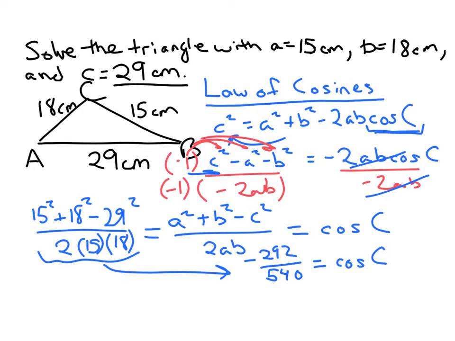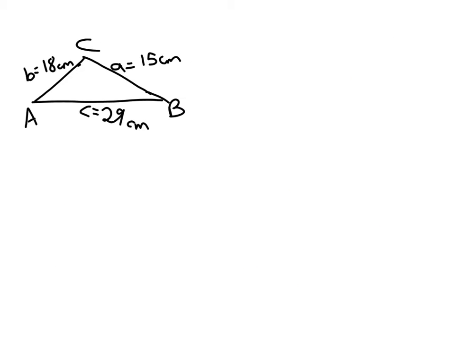Equals cosine of C. So to solve for angle C, we would want to take inverse cosine of both sides to isolate the angle C here. So take inverse cosine of this, and that I'll have to write on a new page. So if you do inverse cosine, C equals inverse cosine of negative 292 over 540. Okay, you get about 122.7 degrees.